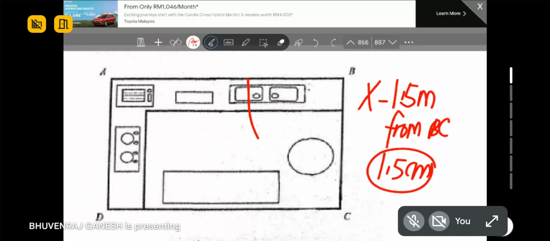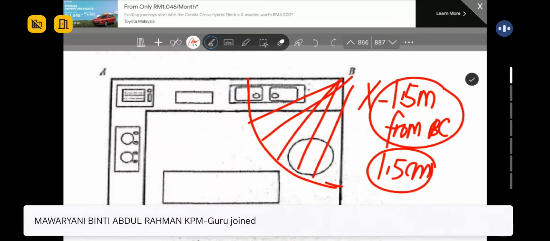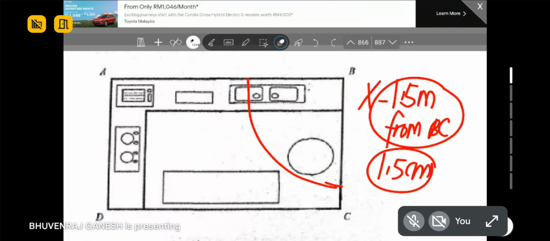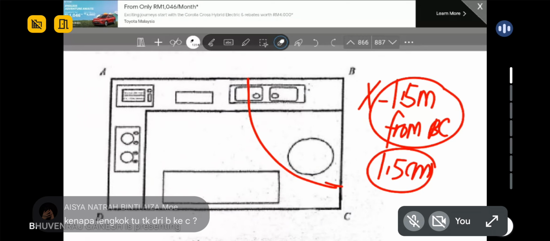So, bentuk dia akan macam ni, guys. You must understand. So, this is how your distance will always be the same, guys. Jarak dia selalu akan sama. 1.5, 1.5, 1.5. So, it actually form an arc. Kamu ada lengkok. Understand? Can you guys imagine? So, it's always 1.5 meter from BC. Understand, guys? Clear? Respond, please. Jelas atau tidak? Wah, you guys so silent lah. Sangat diam. Kenapa lengkok tu dari B ke C?